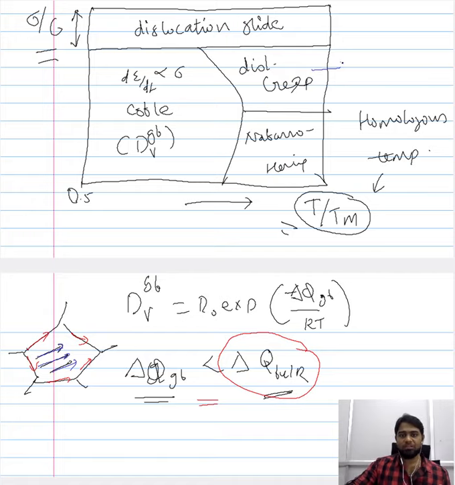This dislocation creep mechanism is characterized by the combination of diffusivity and also the power law between the creep rate and the stress. So this is what characterizes the dislocation creep mechanism.